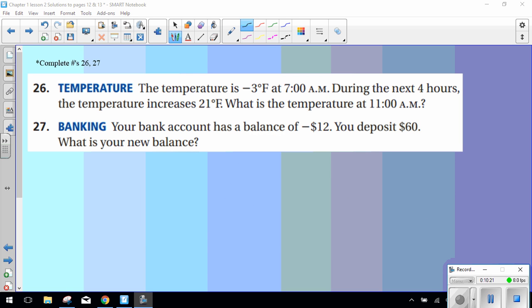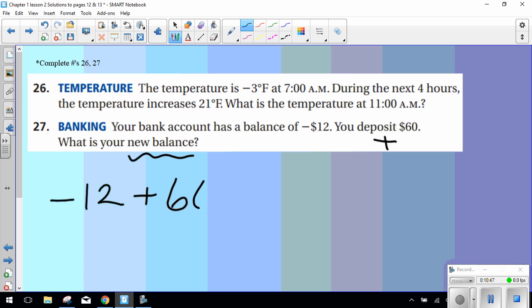Okay, for number 27, your bank account has a balance of negative $12. That means you owe the bank $12 just to get your account balance to 0. You deposit. Remember, a deposit is a positive thing. You're adding to your account $60. So what is your new balance? So it's negative 12 plus $60. So remember, from this $60, you're going to have to pay that $12.